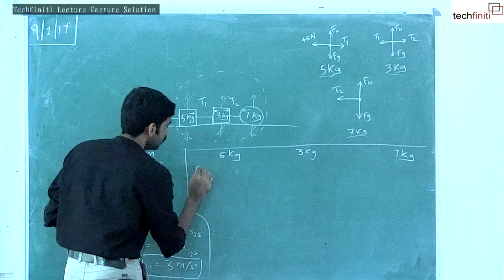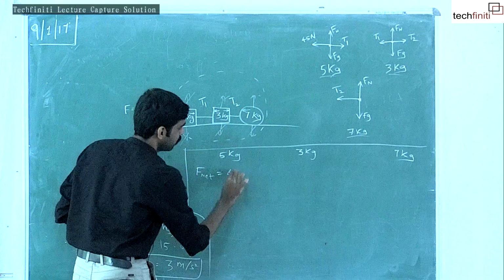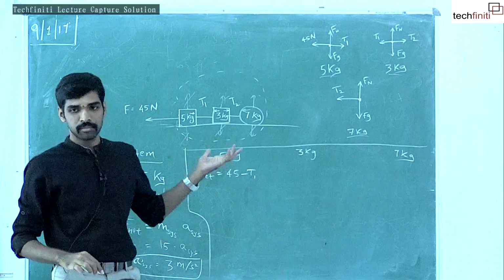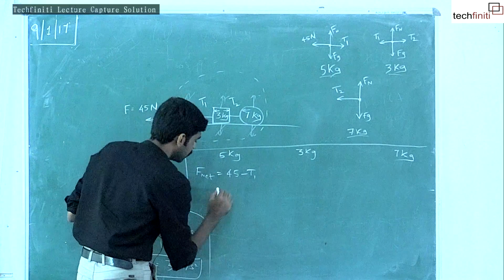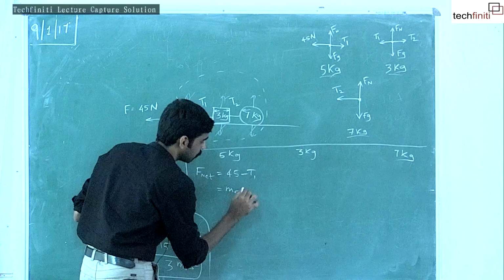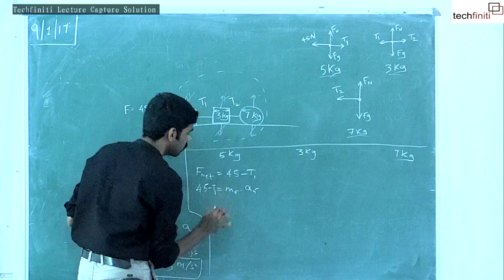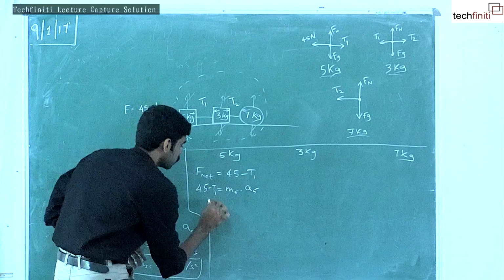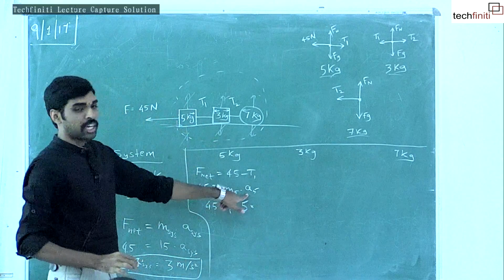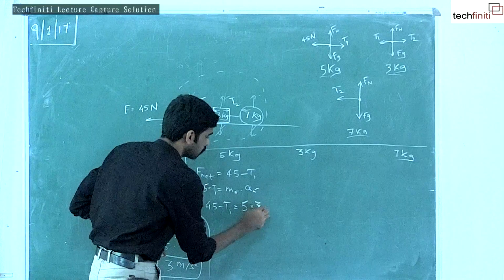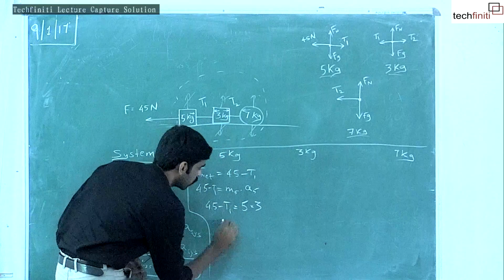For the 5 kg, F net is equal to 45 minus T1. That's the net force in the x direction. And that is equal to mass times acceleration, right? Mass of 5 kg times acceleration of the 5 kg. So 45 minus T1 is equal to m5 a5. So 45 minus T1 is 5 times, what is the acceleration? It is 3. Because the acceleration of the system is 3, the acceleration of the 5 kg is also 3. So what do you get for T1?